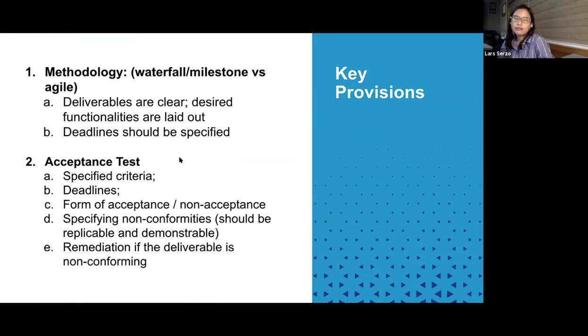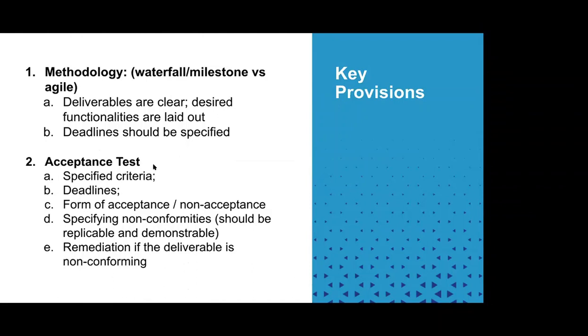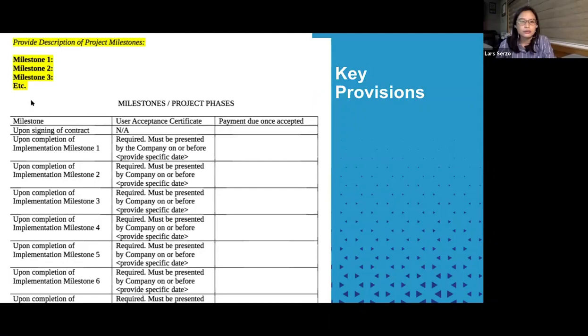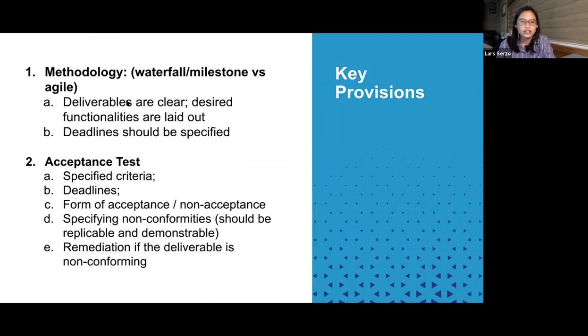Okay, so it's important, especially if you're sensitive as to cost, that you insert acceptance test provisions into your contract. So here, similar to what's flashed in this page, we should specify the criteria that would guide both parties in determining whether a certain deliverable conforms or doesn't conform to specifications. We should set presentation deadlines.